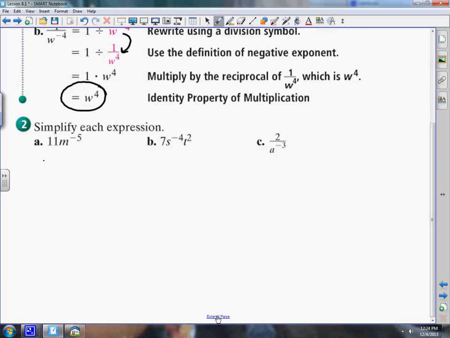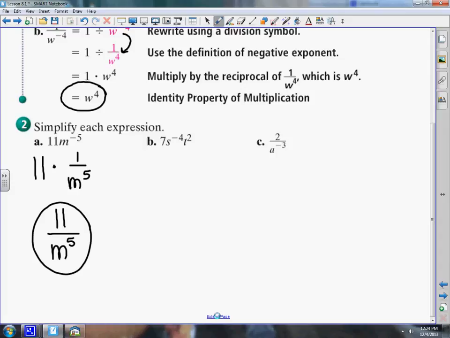So this is 11, whoa, not m yet, 11, and then m to the negative 5th is separate. Those go together, so that would be 1 over m to the 5th. So this would be 11 over m to the 5th power.